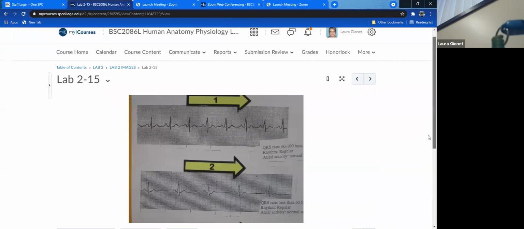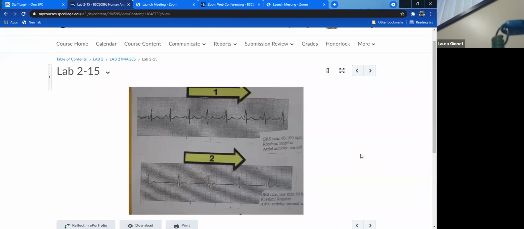Here we have some samples. I also put them up individually as EKG waves so you can print them out. But here we have each strip labeled as 1 and 2. Right? 1 here, it says the QRS rate is 60 to 100 beats per minute. So if that's a normal sinus rhythm, right? We have a P, QRST.